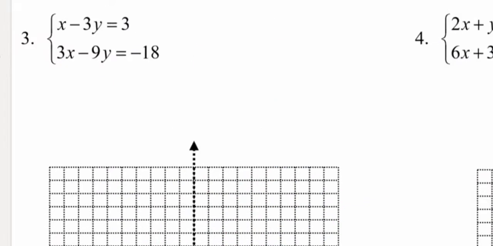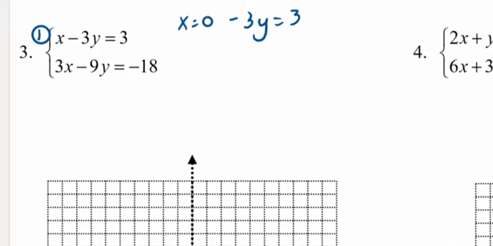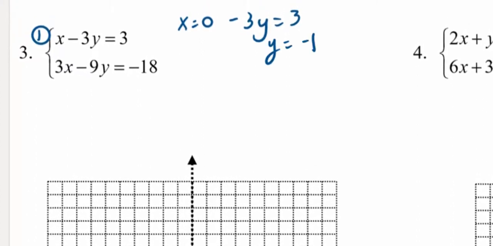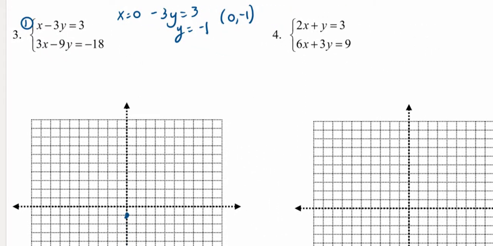Alright, and in this next problem, we once again have two lines in standard form. So we'll go ahead and find intercepts. Here's line number 1, and when we set x to 0, then we get negative 3y equals 3, or y equals negative 1. So we have (0, negative 1) as one intercept. (0, negative 1), that's the y-intercept. Then when we set y to 0, we get x equals 3. You see that? x equals 3. So (3, 0) is our other intercept.